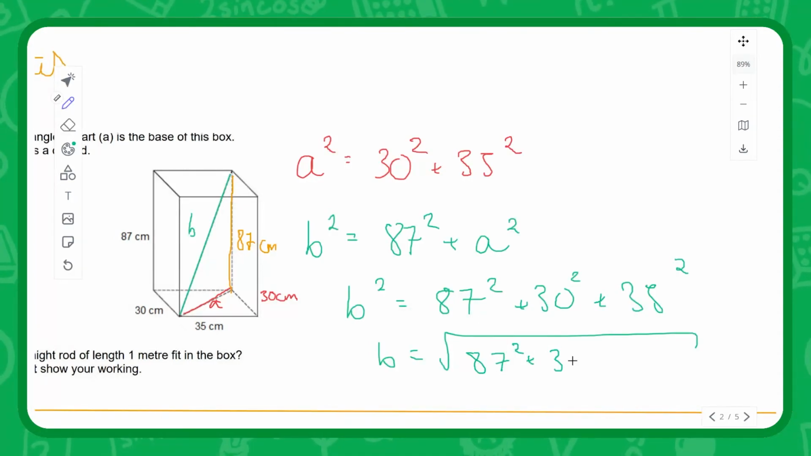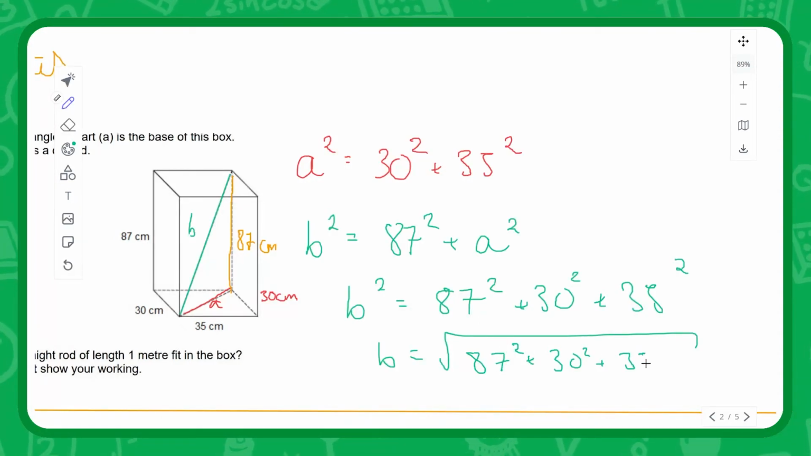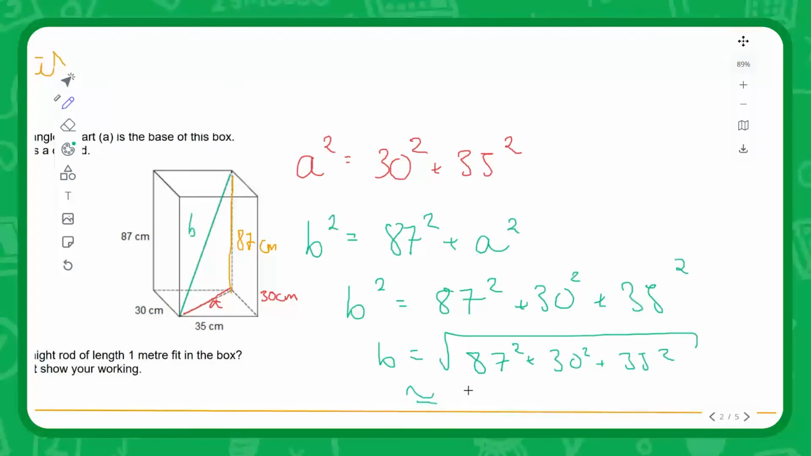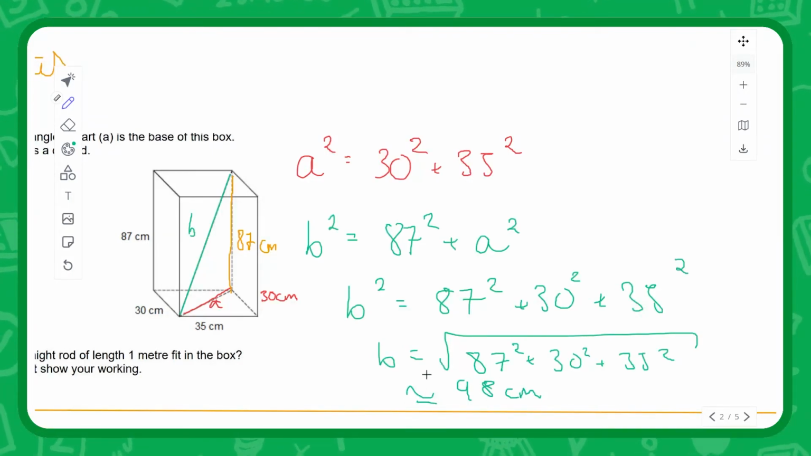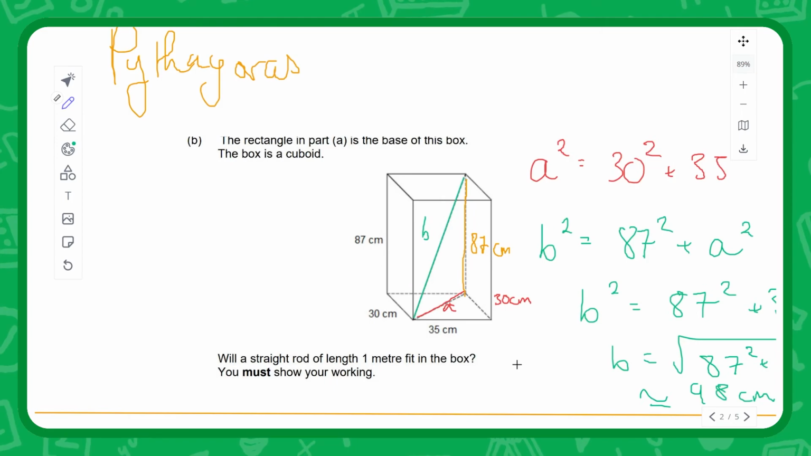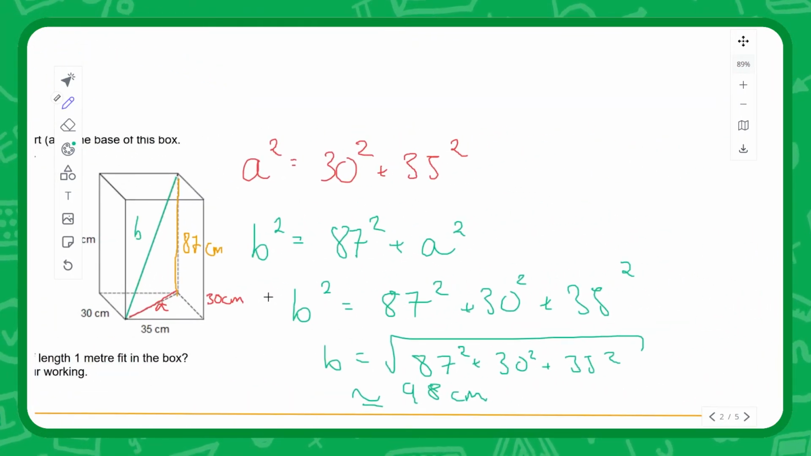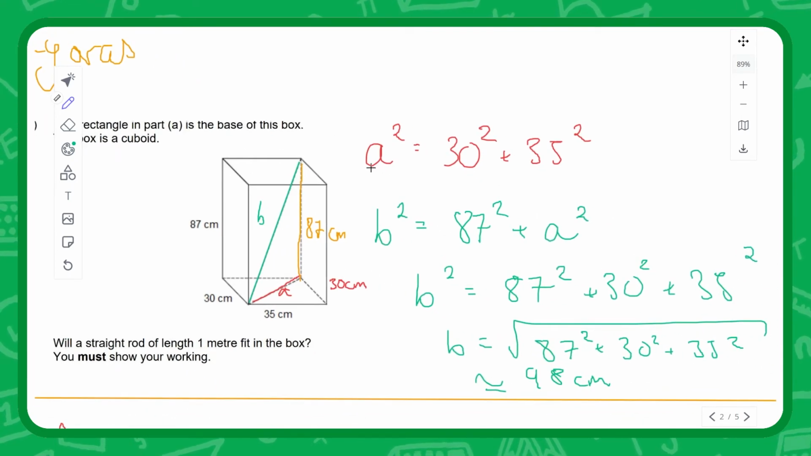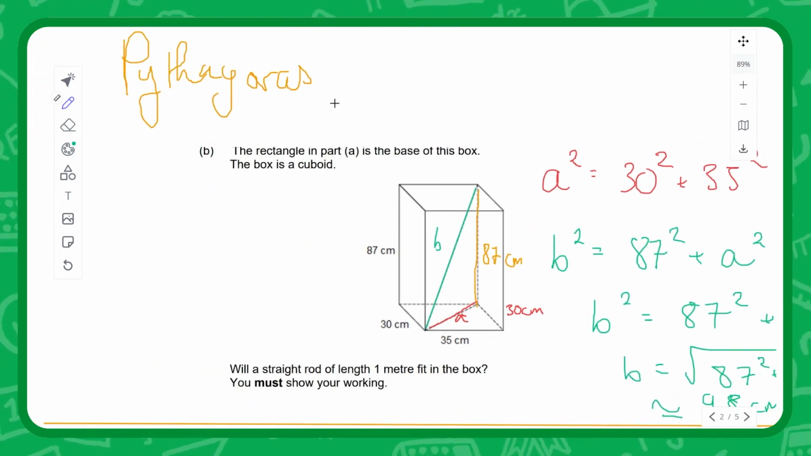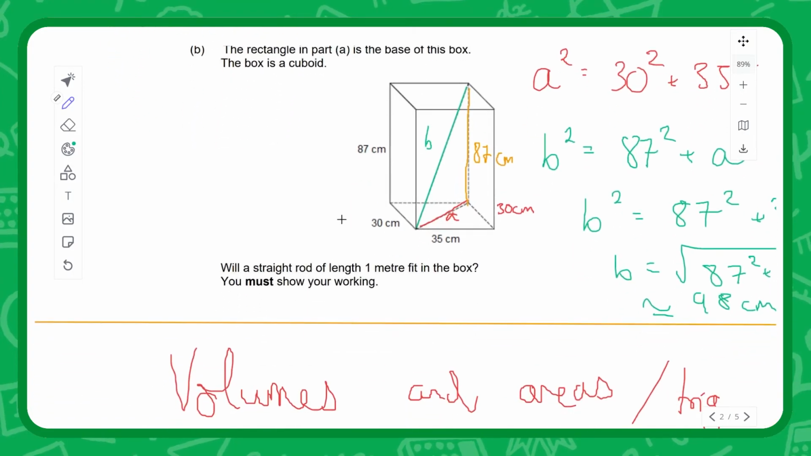Now you can put this into your calculator. You would not be expected to figure this one out by yourself. And you get a number that's about 98 centimeters. Now that's actually less than 1 meter, which means that the box could not contain a straight rod of 1 meter. Just about. And that shows you could do this. And transforming Pythagoras into 3D is actually pretty straightforward.